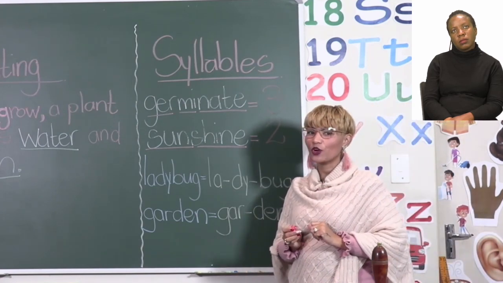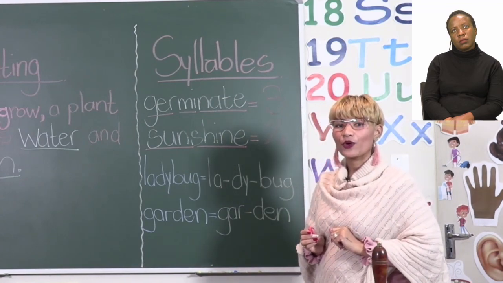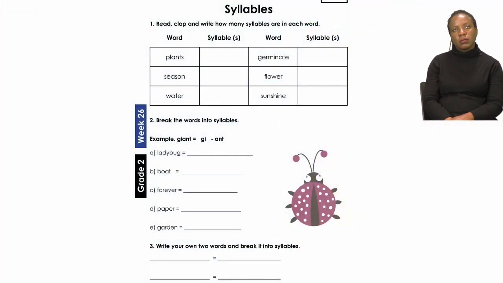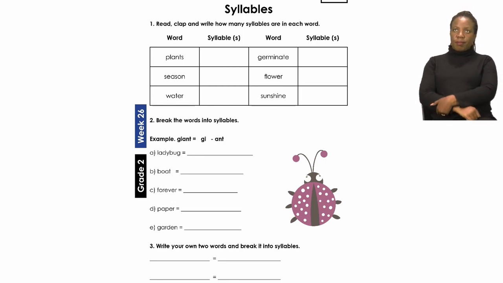Now let's quickly move on and go back to page 24 and have a look at number 2. It says there, break the words into syllables. Now, the example word is the word giant. Can you see that this word has been divided into its syllables? And you will see that the word giant has 2 syllables.